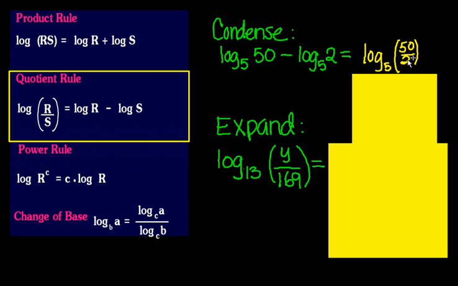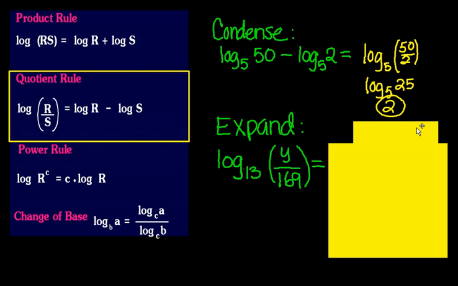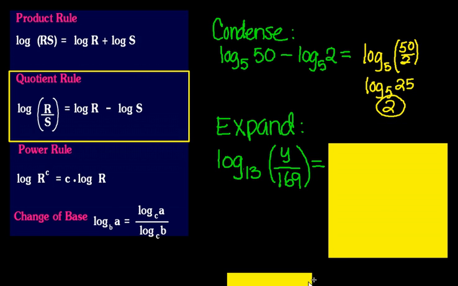Now, 50 divided by 2 can then be further simplified. 50 divided by 2 is 25. So this becomes log base 5 of 25. And then think about 5 to what power gives me 25? I get x equals 2. So this long expression, the difference of these two logs, can be further simplified to equal just the number 2. We condensed it. Now we can expand.